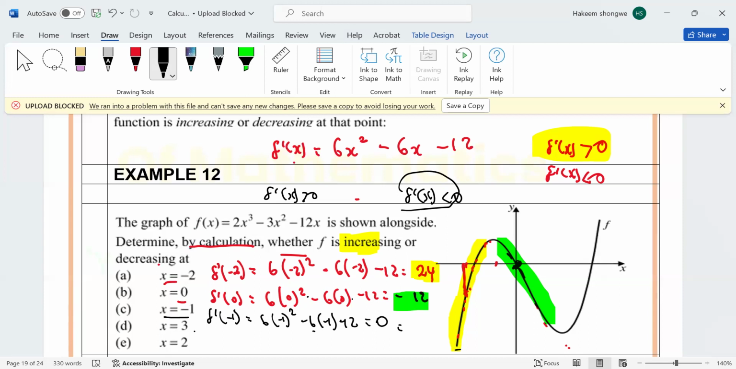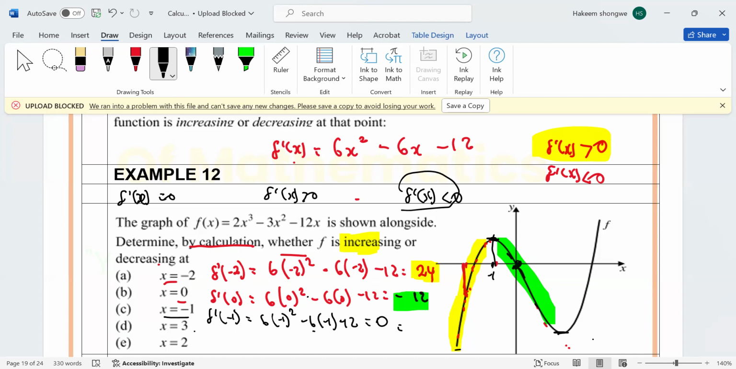Now, at minus 1, look at minus 1 here. Somewhere here is minus 1. The graph is not increasing, and also not decreasing. So what can you say about this one? You can say when f prime of x is equal to 0, we call it a stationary point. If we don't want to call it a stationary point, we call it a turning point. Or we can call it a local maximum, or a local minimum. So it can either be turning at the maximum or turning at the minimum.